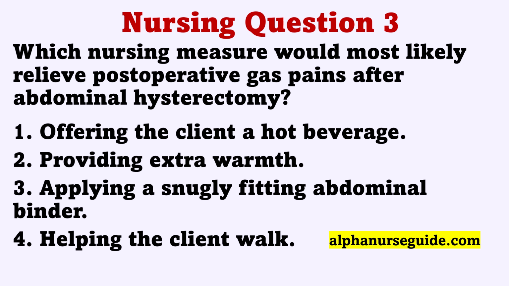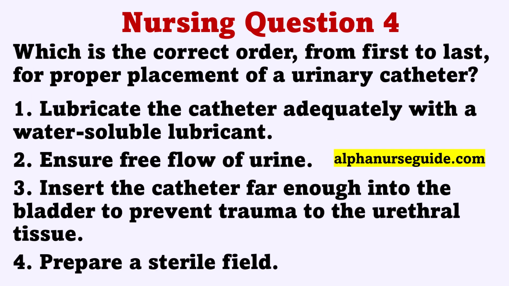Which is the correct order from first to last for proper placement of a urinary catheter? 1. Lubricate the catheter adequately with a water-soluble lubricant. 2. Ensure free flow of urine. 3. Insert the catheter far enough into the bladder to prevent trauma to the urethral tissue. 4. Prepare a sterile field.